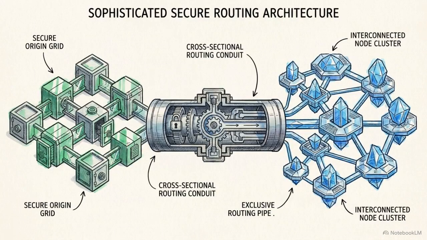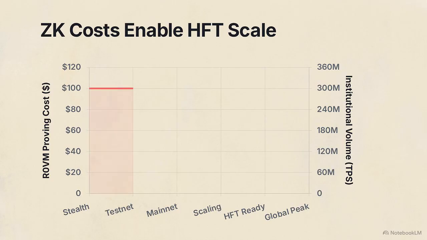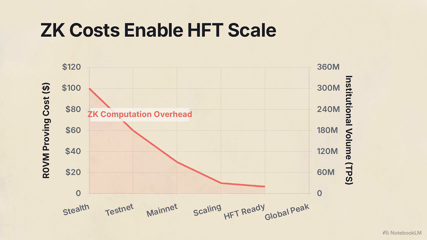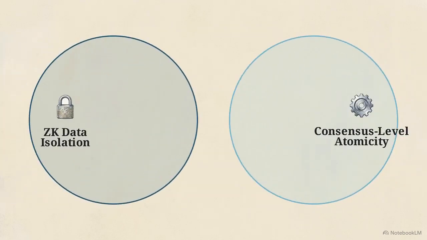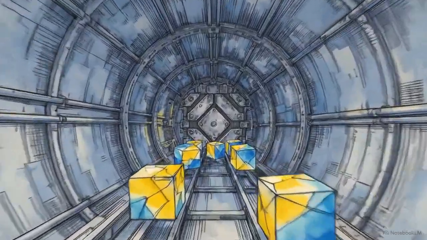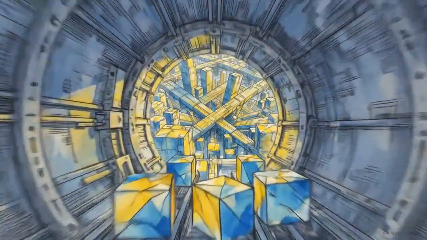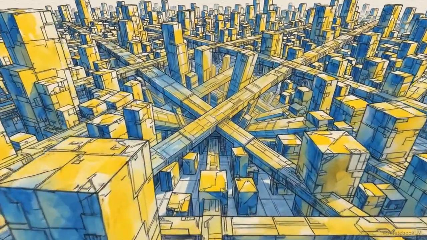Zenith operates as the exclusive translation layer between Canton's regulated bank consortiums and the open Web3 developer ecosystem. The immediate operational challenge is scaling the underlying zero-knowledge computation so that high-frequency trading volumes can be processed economically. By combining zero-knowledge data isolation with consensus-level atomicity, Zenith establishes the strict infrastructure required to move trillions of dollars of dormant real-world assets into highly productive on-chain financial protocols.